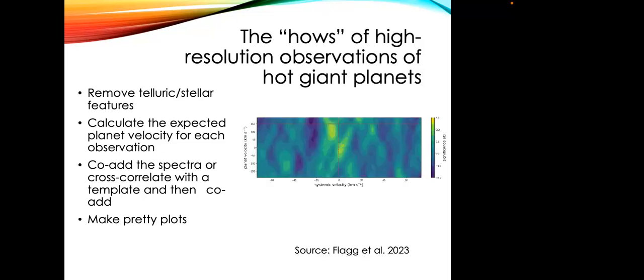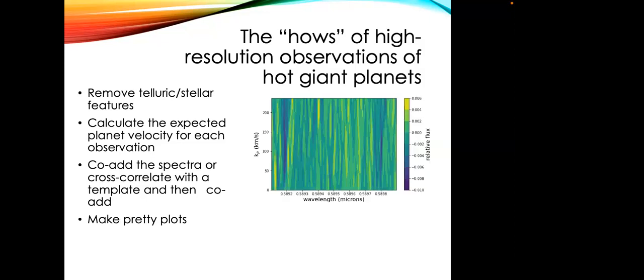This is an example from my recently published paper of chromium hydride. With the planet velocity amplitude, as I said, we're stepping through. Each row is a cross-correlation function, and we get a detection of, in this case, chromium hydride. We'll talk a little bit more about that later. It doesn't have to be like this.